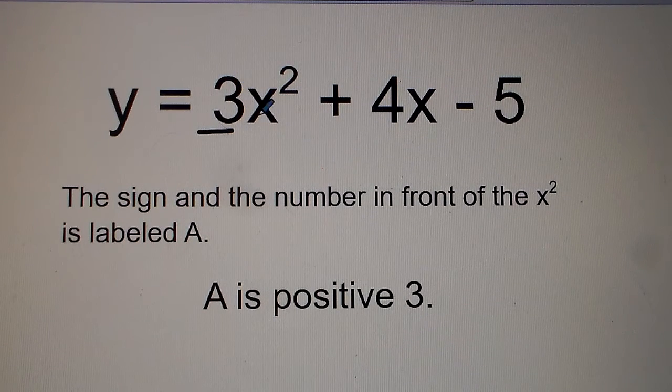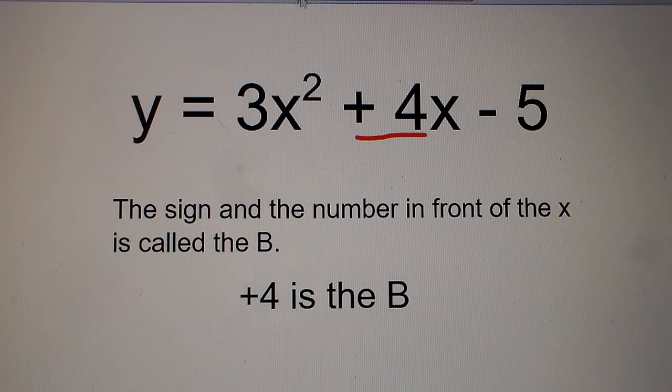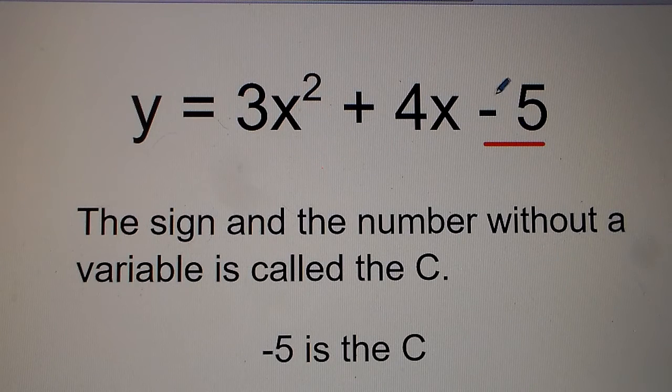The first term, or the term that involves the x squared, to be more specific, that positive 3 is considered the a value. And the positive 4, that's the b value in our equation. So the sign and the number in front of the x is considered your b value. And the constant at the end here, this negative 5, that's considered our c value. That's our c. So that's something you need to know.